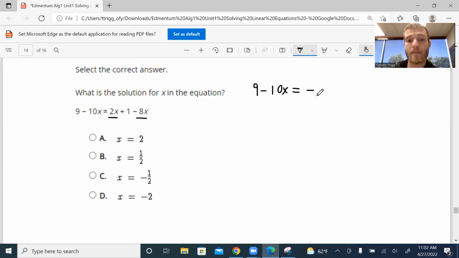That gives me negative 6x. Here, they subtract each other because they're different signs. I have more negatives, so that's why it's negative. I also have this +1 constant. Like we've done before, whenever I see x's on both sides of the equation, I don't like that. So I'm going to go ahead and add 6x to both sides of the equation.